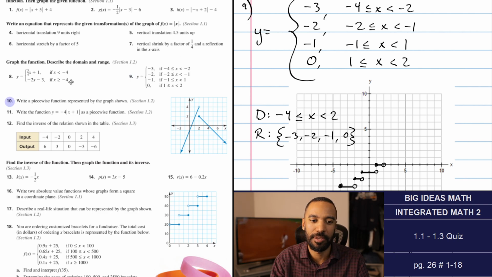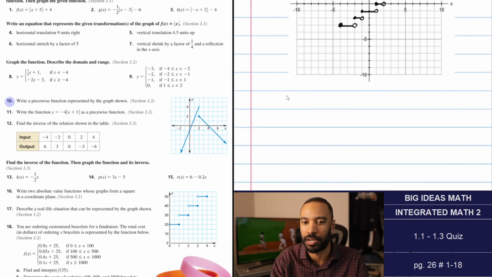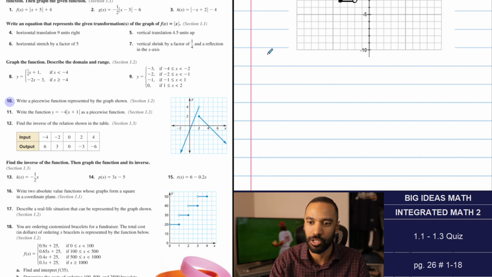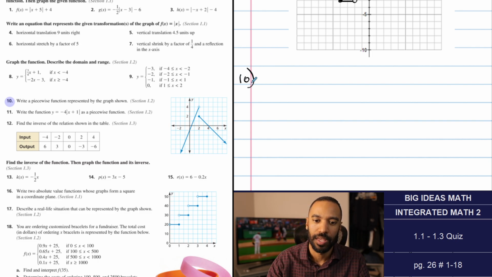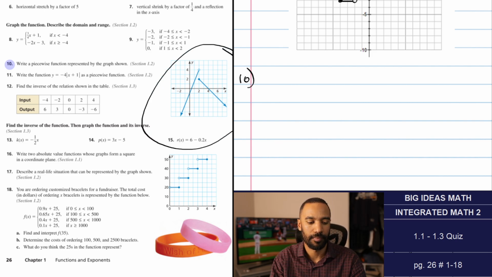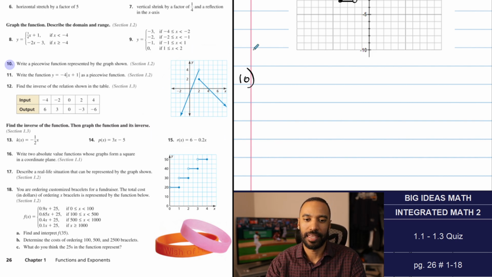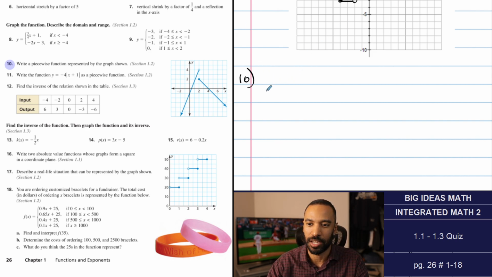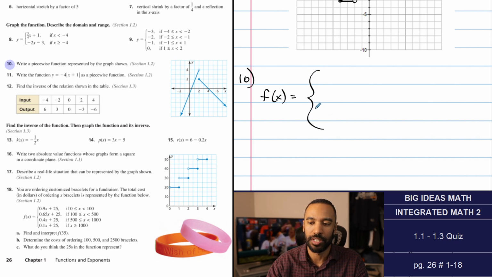All right, number 10: write a piecewise function represented by the graph shown. If you look at this that's drawn over there, that's what we're talking about. We have to be able to write that out, which means we have to be able to track and trace what's going on and where it's restricted and such. I'm going to write it in f of x function notation. You can see it's broken up into 2 different behaviors.